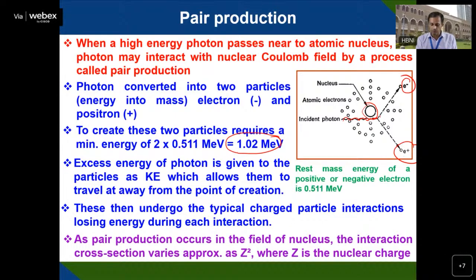So the minimum energy requirement is 1.022 MeV, and any excess energy will be converted into the kinetic energy of these two entities. These then undergo typical charged particle interactions, losing some energy in each interaction. Since you have an electron and a positron, they may interact. Pair production occurs in the field of the nucleus through Coulombic interaction, and the interaction cross section varies proportionally to Z squared. In the case of Compton it is directly proportional to Z, but in pair production you have a Z squared relation.